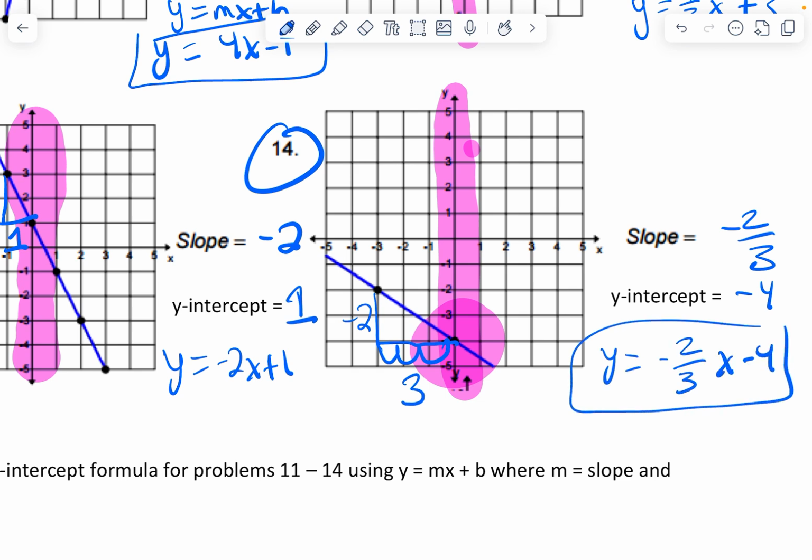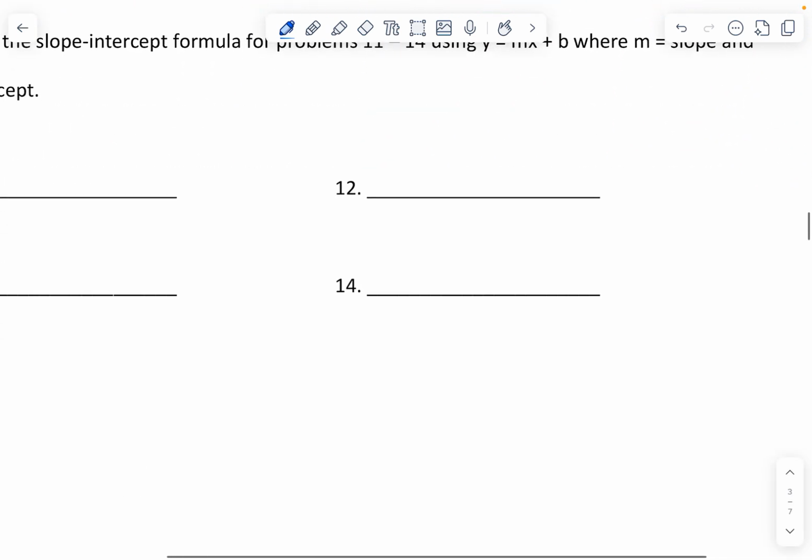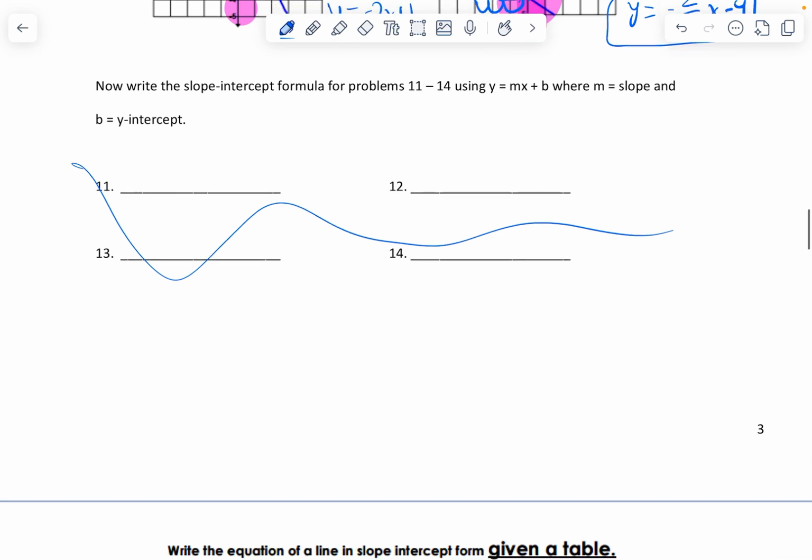So please make sure, once again, you're writing this down because you're going to type it in the formative that I posted. Follows in the same order. So that's basically what the bottom says.